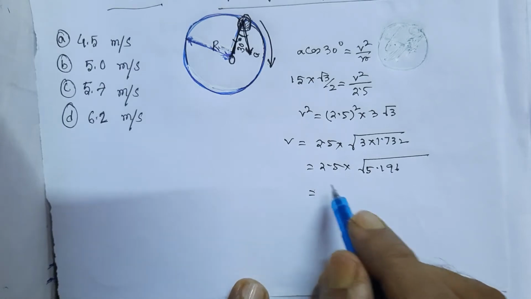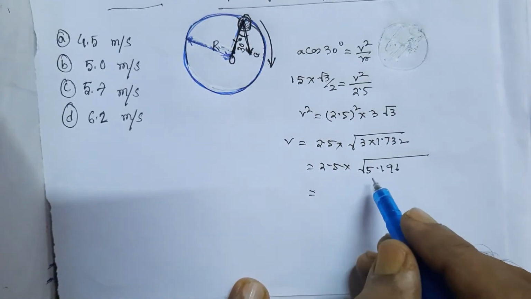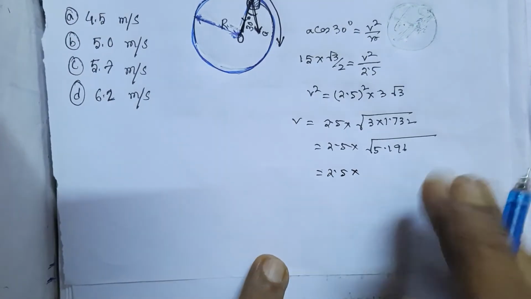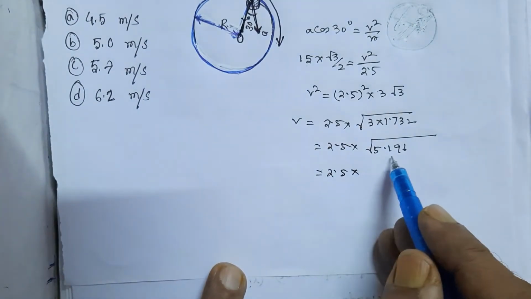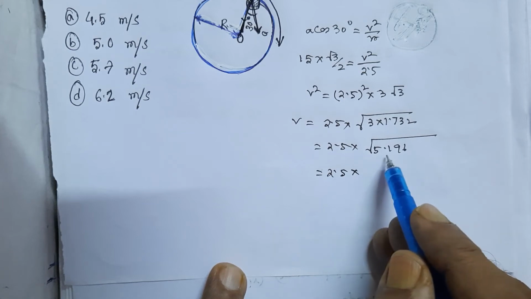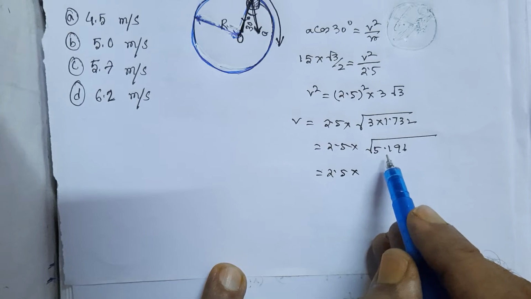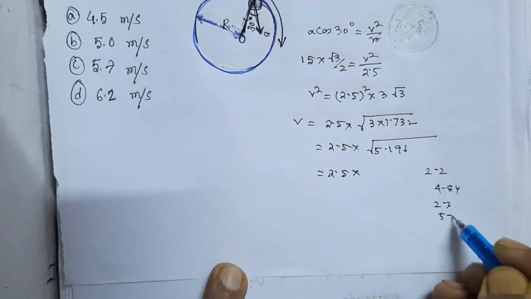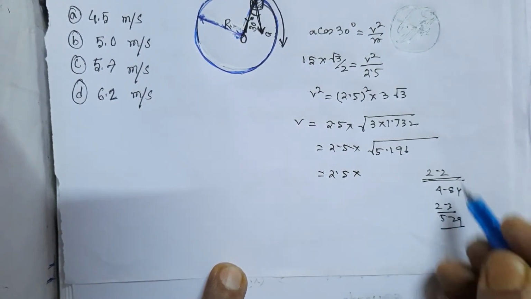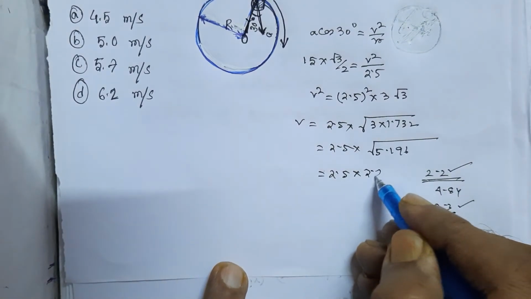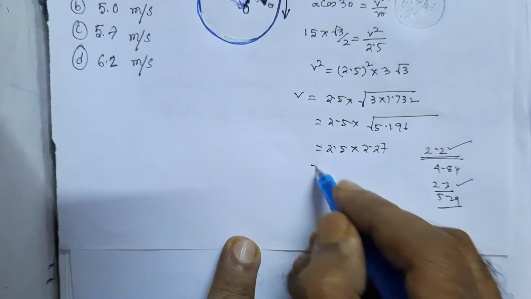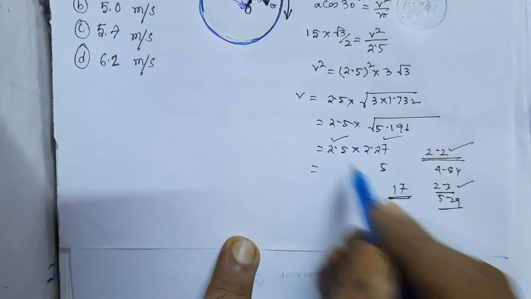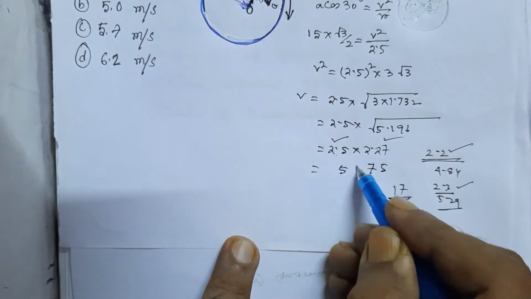That is nearly 2.27. 2.3 squared is 5.29, 2.2 squared is 4.84. The square root of 4.84 is 2.2. So the value should be in between 2.2 and 2.3 and nearer to 2.3. Let it be 2.27. And multiplying 2.5 into 2.27, we get 5.675.